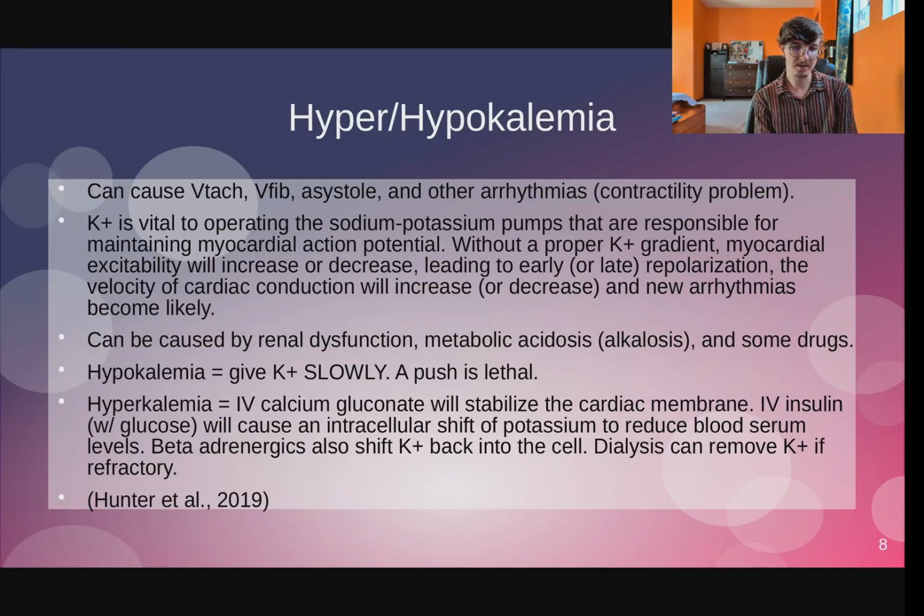For that, you're going to need one of two things. IV insulin with glucose, if they're euglycemic, will cause an intracellular shift of potassium to reduce the blood serum levels, and also beta adrenergics such as albuterol can also shift potassium back into the cells. Now, in the case of refractory hyperkalemia, hemodialysis can be used to physically remove potassium from the body.